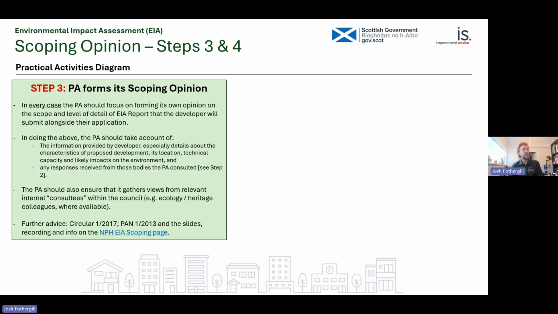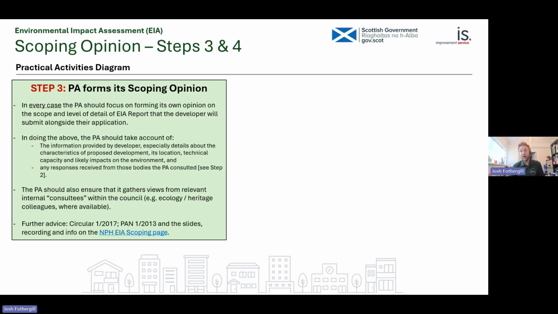That's the advice that step 3 sets out in terms of forming the scoping opinion. In every case, you should be focusing on forming your own opinion. What are your perspectives as a planning authority, as a planning officer, in relation to the information in front of you? And in doing that process, you are expected to take into account what's been provided by the developer in terms of where it is, its location, its likely environmental consequences. And of course, if you do receive responses from those you consulted in step 2, then fantastic, you can use that information and should be using that information.